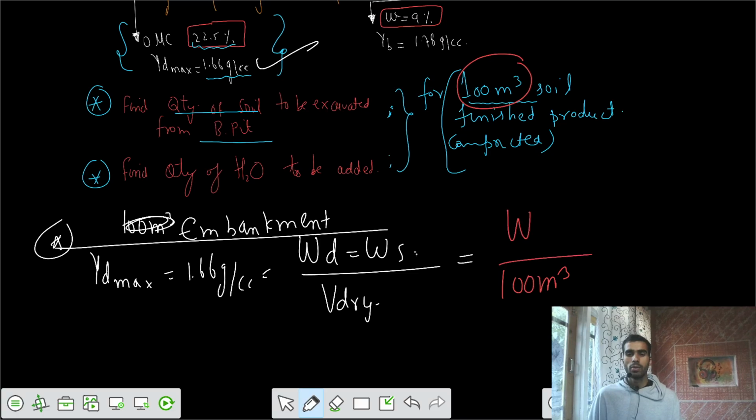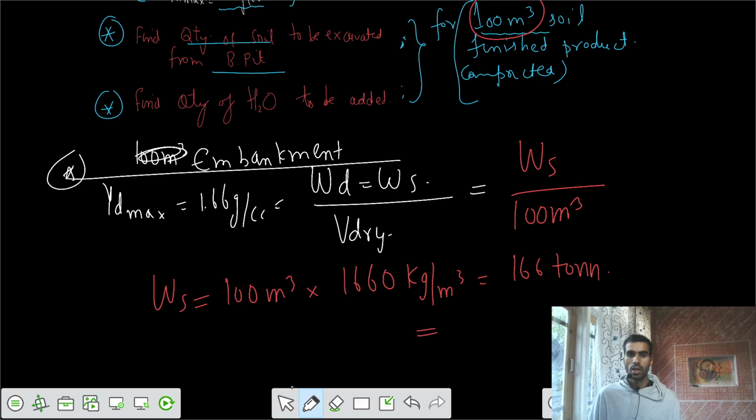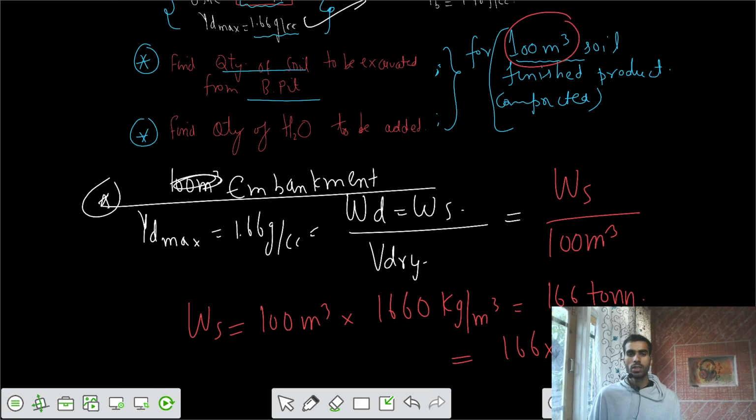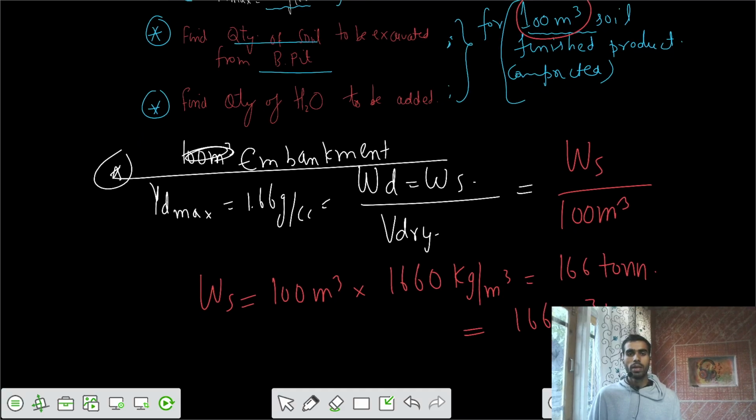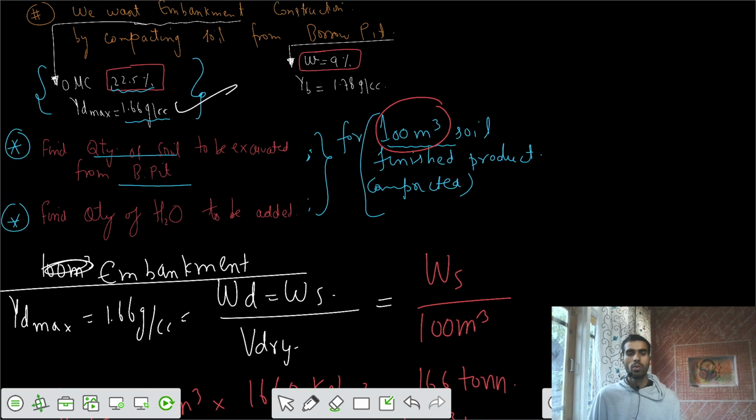Divided by the weight of the solids, so I can get the weight of solids required. Weight of solids is 100 meter cube times 1660 kgs per meter cube, which comes to 166 tons. 166 tons is actually 166 times 10 power 3 kgs. I got this much weight of solids required, and for this much weight of solids, I have to say how much soil I have to excavate from the borrow pit, that is, what is the total volume of soil.